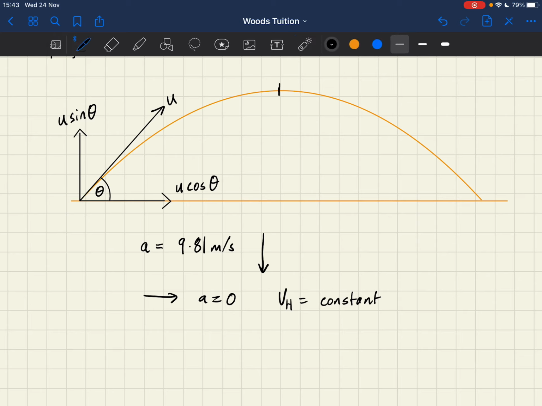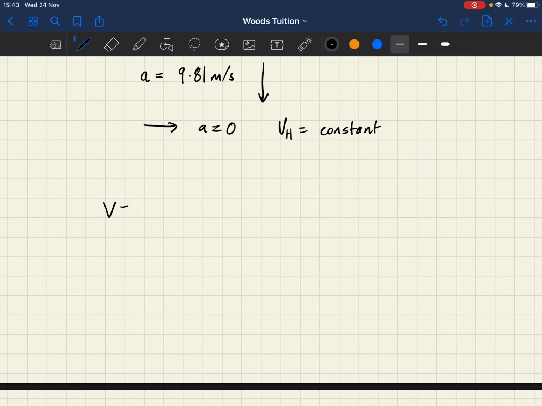So right in the middle, we know that the velocity in the vertical is equal to 0. Okay, so using our equation, I'll move it down slightly. Using the equation v is equal to u plus at, the final velocity is equal to the initial velocity plus the acceleration times the time.